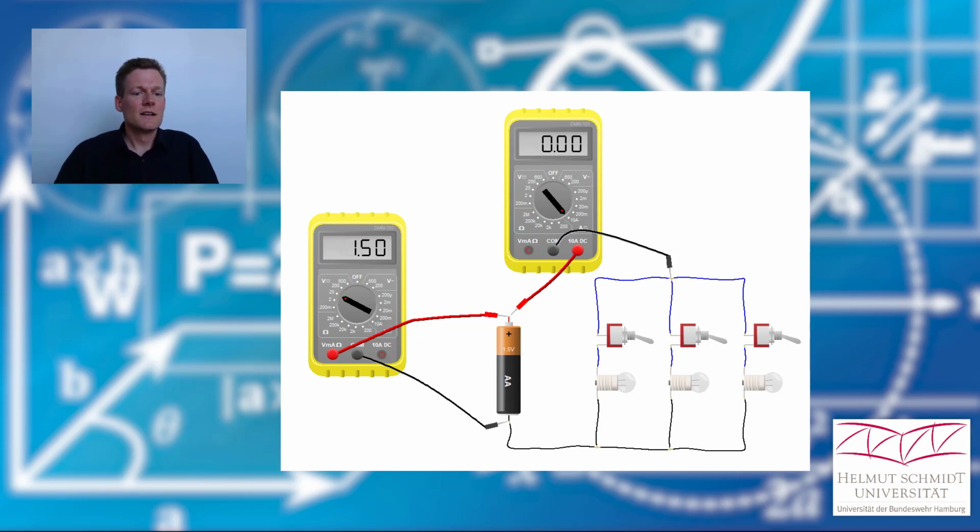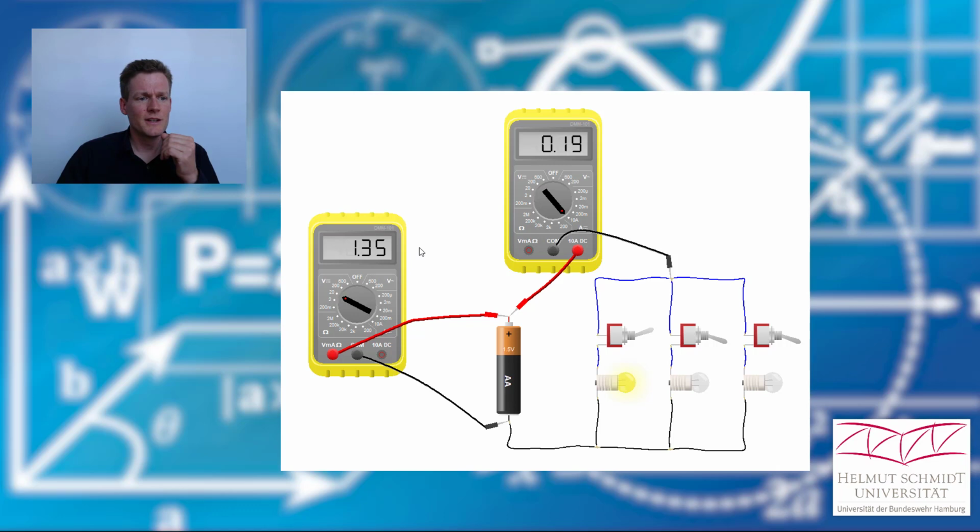Okay, let's start. So we have now 1.5 volts at the battery and there is no current flowing. And now I switch on the first light. And now you see there is a current flowing, but you also see the voltage decreased. We only have 1.35 volts left.